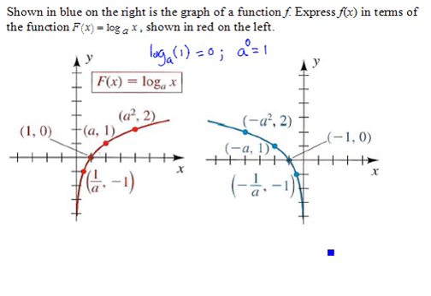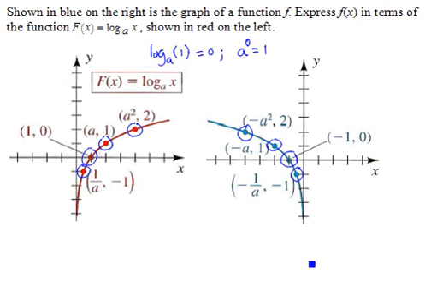And we can see what the relationship is by comparing some of the related points. If we look at this point, 1 over a, negative 1, compare it with this point on the blue curve, that's negative 1 over a, negative 1. We can see that the x values have opposite values, but the y values are the same. Likewise, for 1, 0 on the red graph of capital F, we have the point negative 1, 0 on the blue graph of little f. The point a, 1 on the red graph corresponds to the point negative a, 1 on the blue graph, and the point a squared, 2 corresponds to negative a squared, 2.